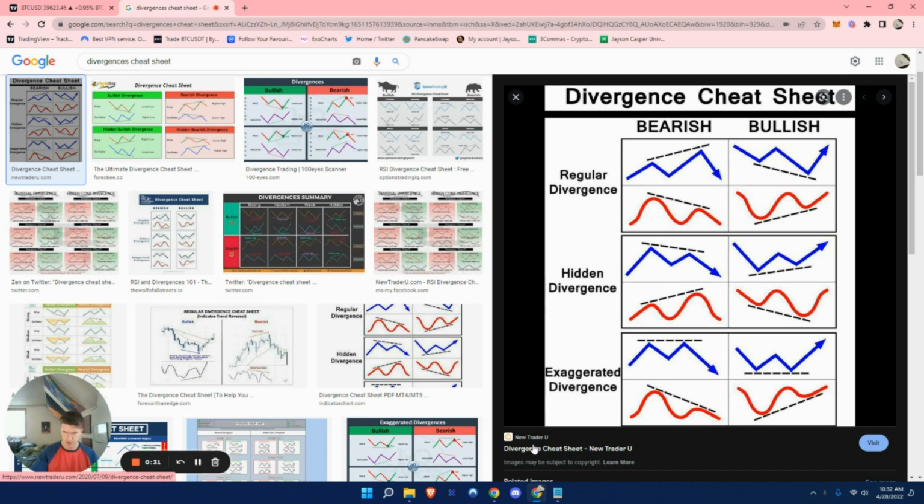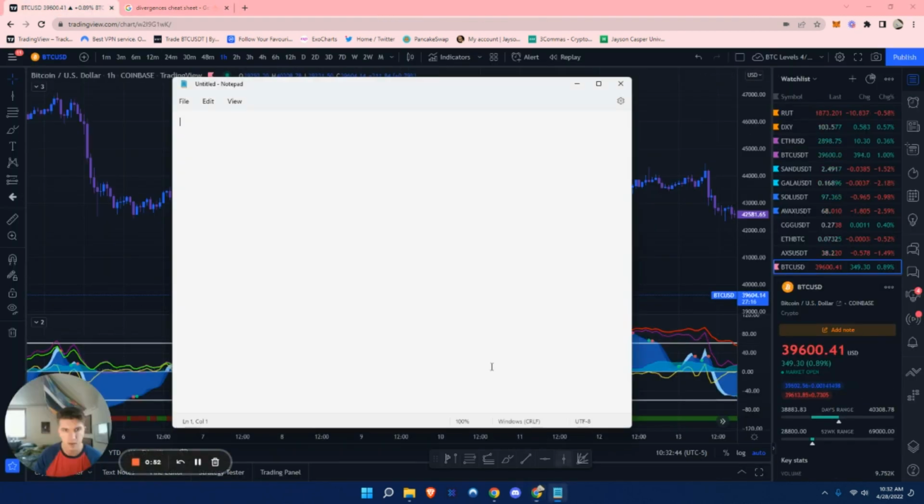Brought to you in part by New Trader U. This is a very good guide to really be looking at and memorize, as this is the bread and butter to your trading career. So again, just for now, just memorize the bullish and bearish regular divergences. Just memorize this pattern.